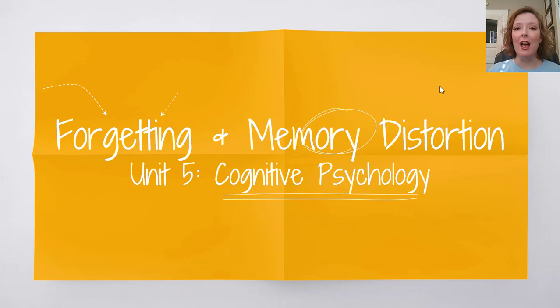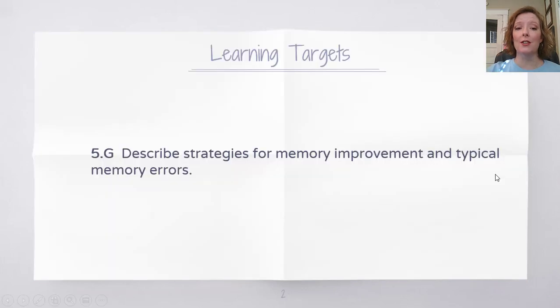I'm Miss Lee, and we are still in Unit 5, Cognition. This video is going to be covering forgetting and memory distortion. Our learning target is to describe strategies for memory improvement and typical memory errors. If you haven't done so already, go ahead and grab your notes and let's get started.